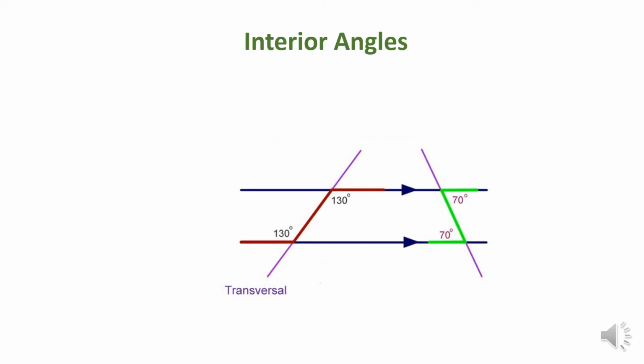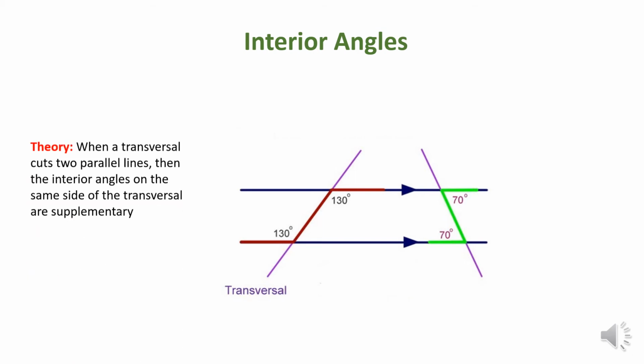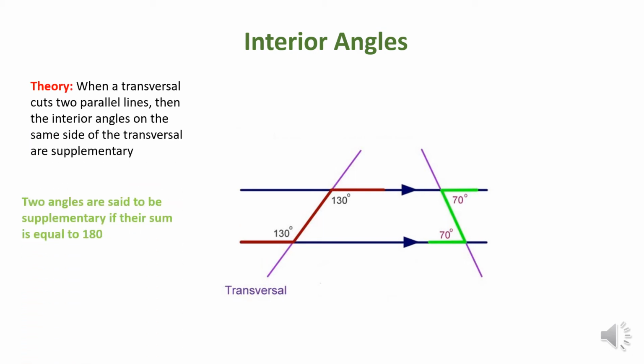Interior angles. Let's go ahead and look at that. Now again, when a transversal cuts two parallel lines, we saw that corresponding angles were formed, alternate angles were formed, and now we are going to see that interior angles are formed. Alright, and these interior angles, two angles, are said to be supplementary if their sum is equal to 180. Okay, so the interior angles here, these two angles on the inside here, these two angles on the inside here are equal to 180 degrees.